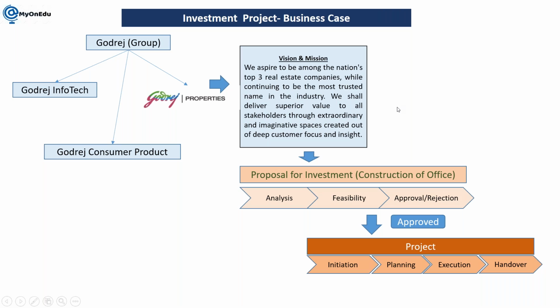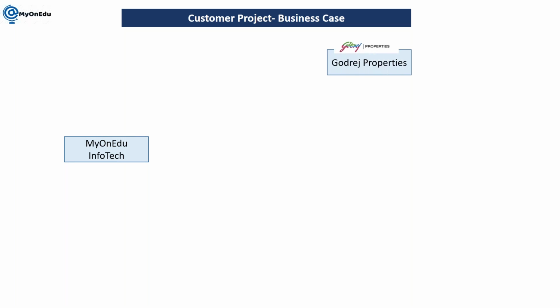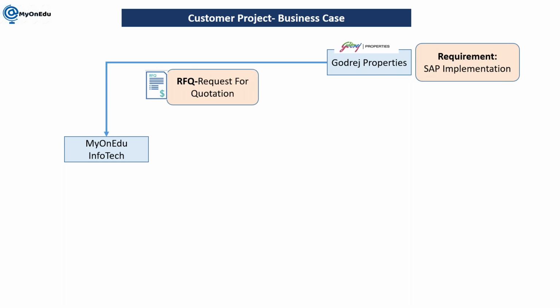Okay, and the next example is a customer project. Okay, customer project, as I said, is an externally financed project where my customer is going to finance this project. So take one example. Let's say we are an IT company, mybandhu.com. Okay, and there is one organization, Godrej Properties, and they just want to implement SAP. Okay, and to implement SAP, they send us one RFQ, request for quotation.